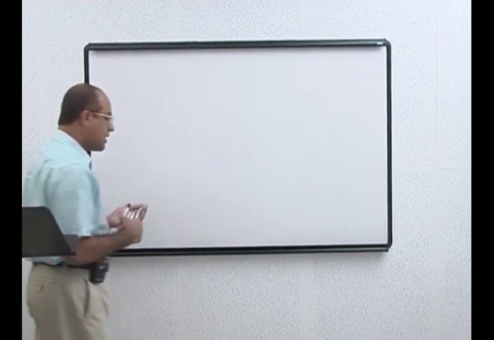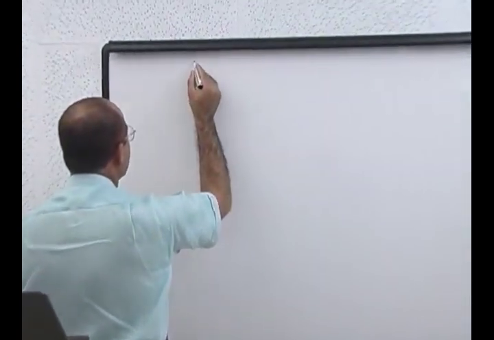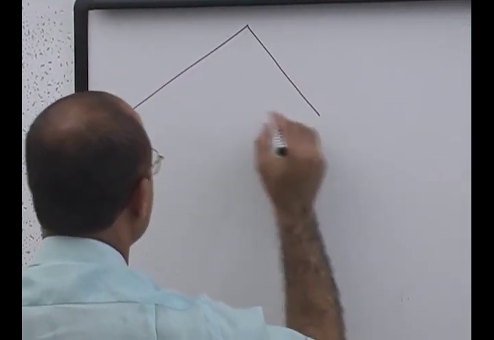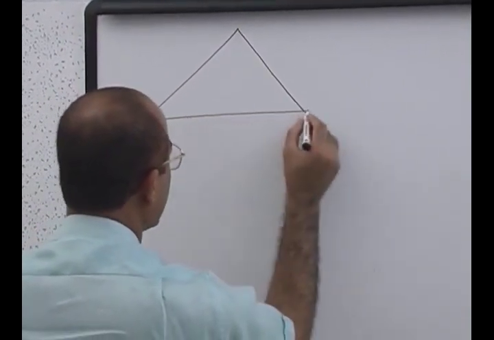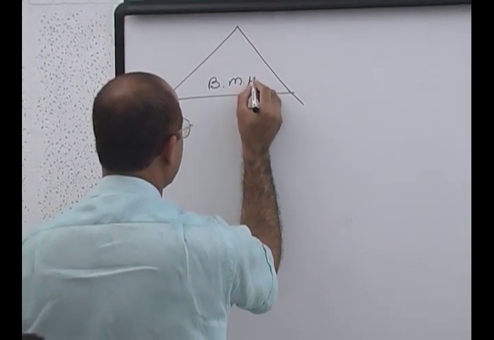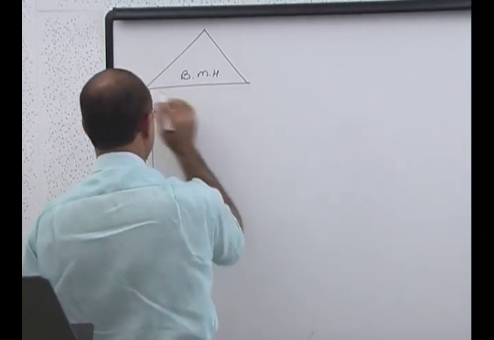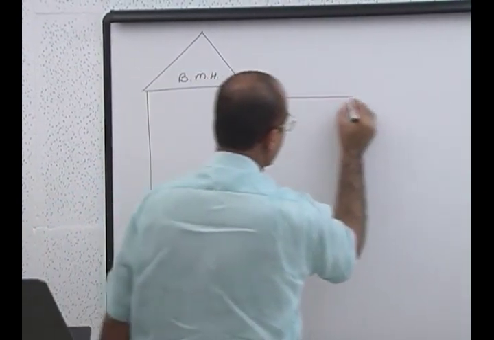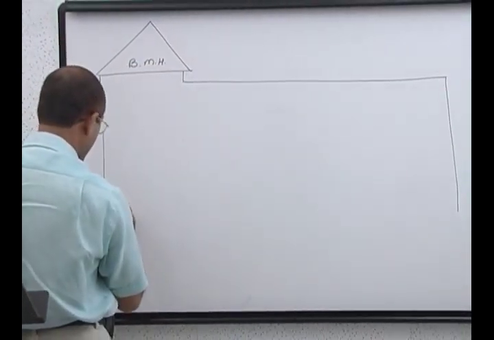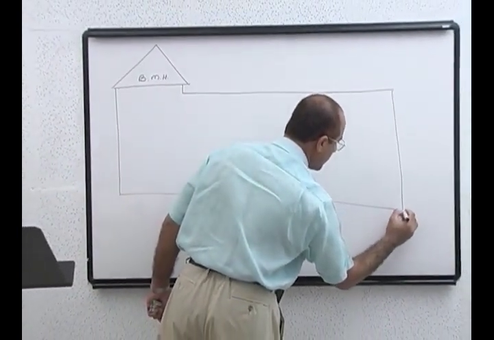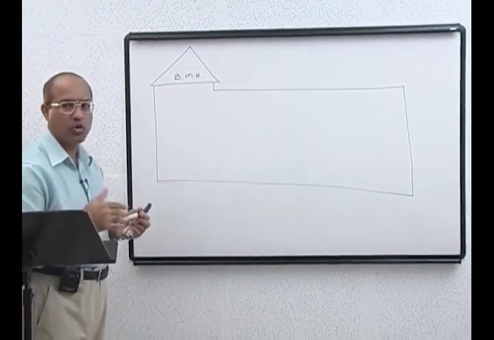Now, let's see how granulopoiesis occurs, right? Let's make a bone marrow house here. This is the bone marrow house. Now, in this bone marrow house, we'll see how the granulopoiesis occurs.